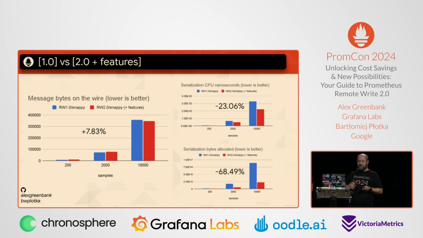It is important to note that in all 3 of these measures, lower is better. We show this for 3 different batch sizes, how many samples in each payload: 200, 2,000, which is the default, and a really large setup of 10,000. We hope this covers a wide range of likely implementation and usage scenarios.